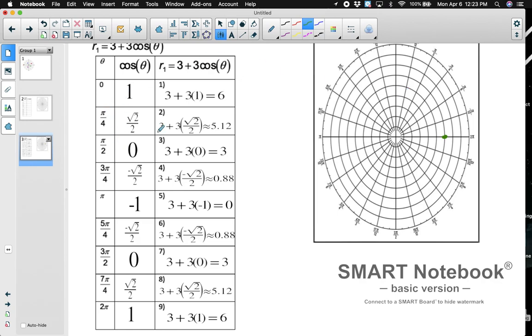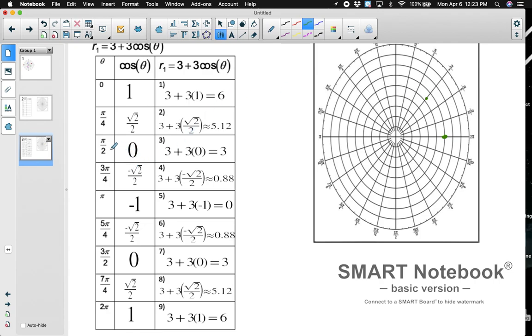Then my next point is on pi over 4. My pi over 4 is this angle here, coming from here to there. And I'm at 5.12. So I can definitely go out 5 rings: 1, 2, 3, 4, 5. And it's 5.12, so we're a little bit above it. Right about there.